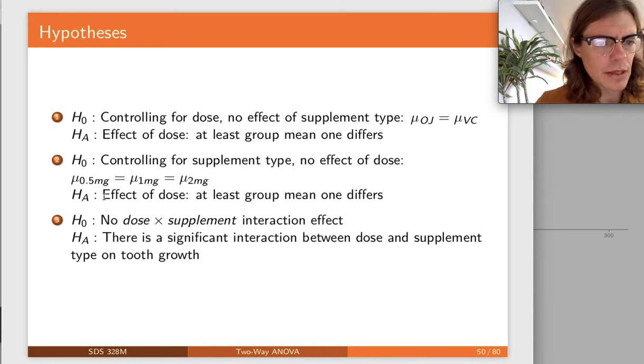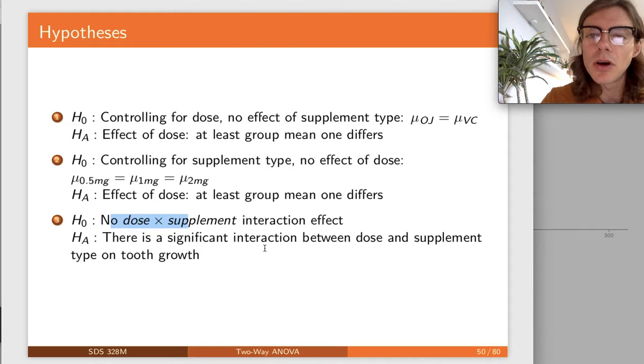Cool. And then, yeah, alternative for this one is there is an effective dosage, right? So at least one of those means is different from the others. And then finally, you have a null hypothesis that there's no interaction, right? The null hypotheses are always boring, like there's no mean difference, there's no interaction. The alternative is there is an interaction, right?